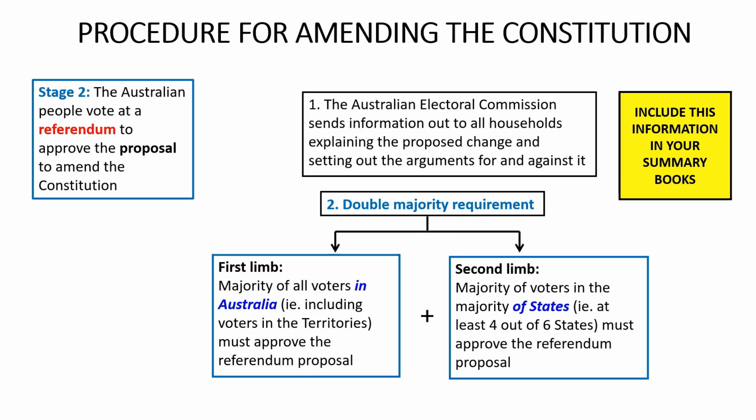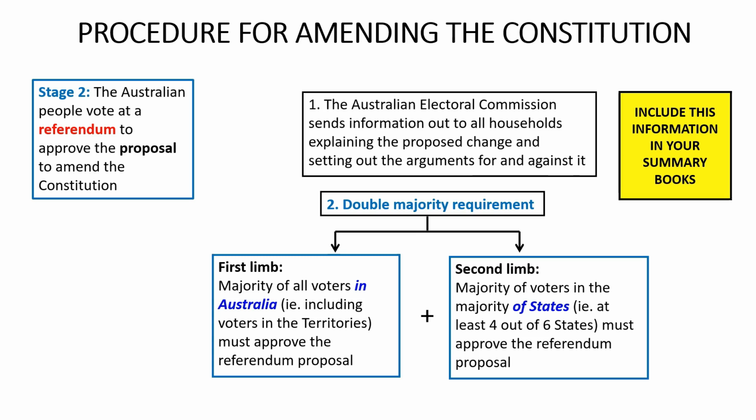It's just that the votes that are cast at the referendum are counted to see first whether they satisfy the first limb, that is, that the referendum proposal is approved by the majority of voters in Australia, and second, whether they satisfy the second limb, that is, that the referendum proposal is approved by the majority of voters in the majority of states. Look down the left-hand side of your vocabulary sheets, find the term double majority requirement and write a description of the double majority requirement, including its two limbs, in there.